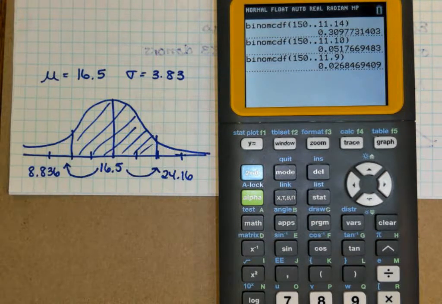The normal is an approximation. It's a much more wibbly-wobbly room there. So for the work for these, just show the normal model and then check with the calculator.